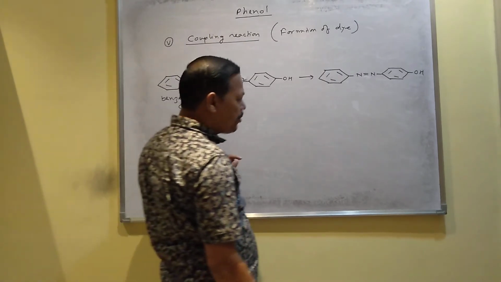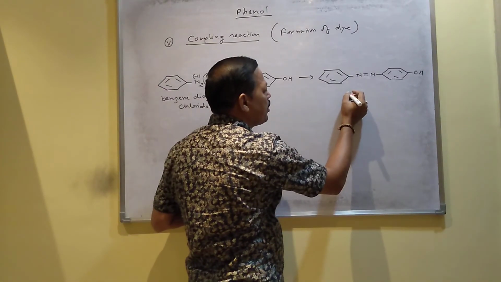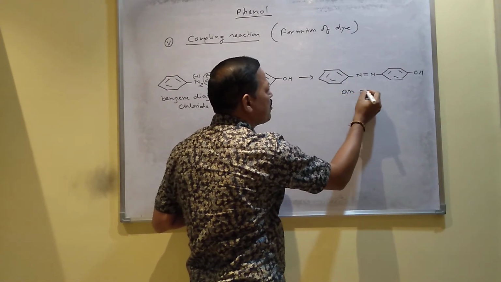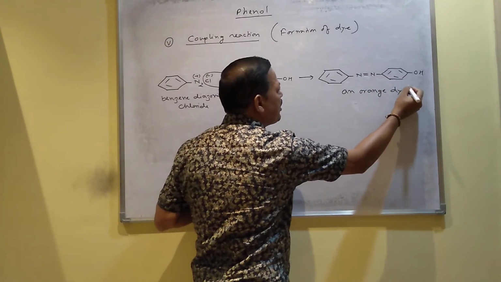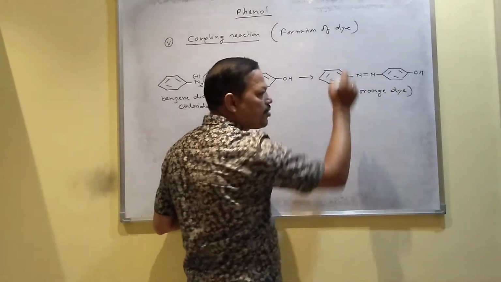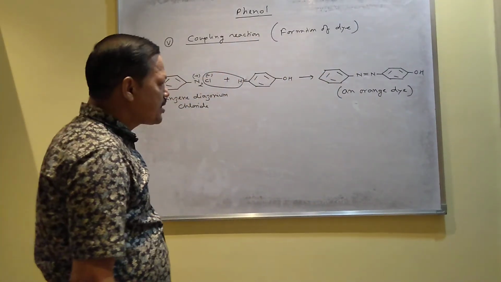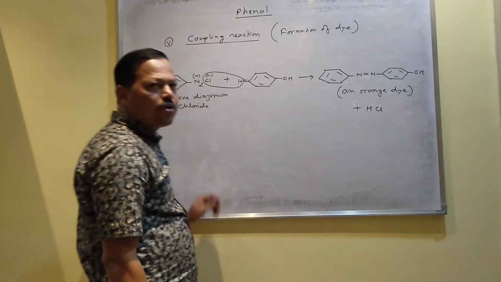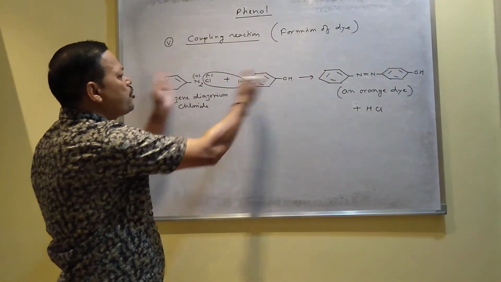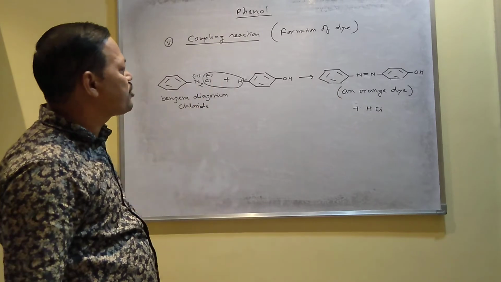And this compound is a dye formation. Now orange dye you will get, and that's why the reaction is called formation of dye. And side product will be HCl. The reaction is also called coupling reaction because one molecule joined with another molecule. That's why the reaction is called coupling reaction.